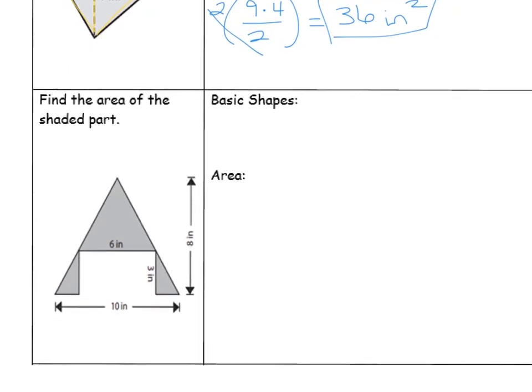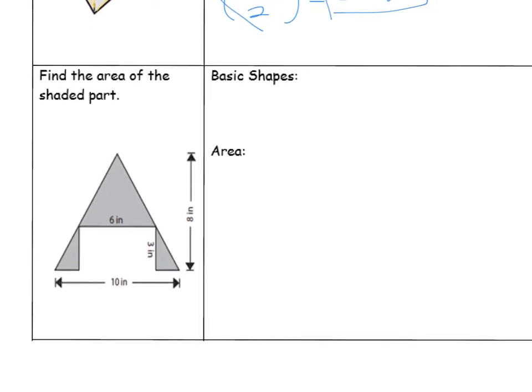Notice the directions on this one are find the area of the shaded part. But this whole figure, when we first look at it, it kind of looks like a big triangle, right? If we were to expand this out, now it looks like we have this huge triangle, but we have a piece of it taken out. And so we want to kind of think about that.